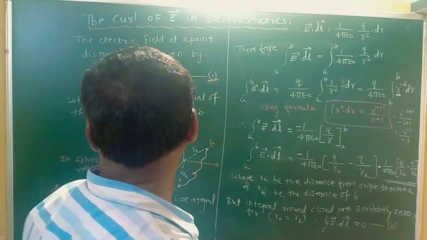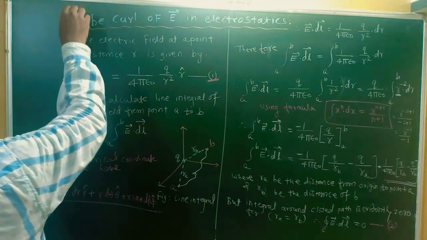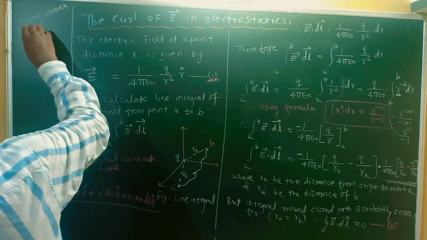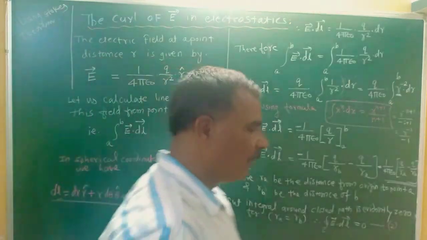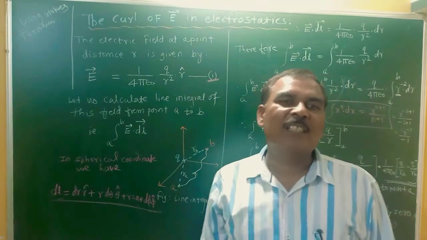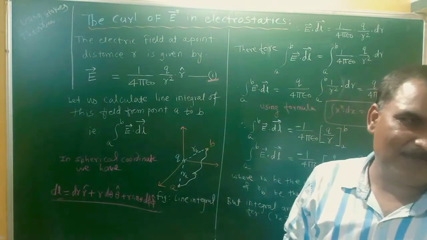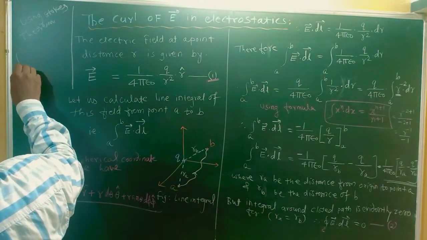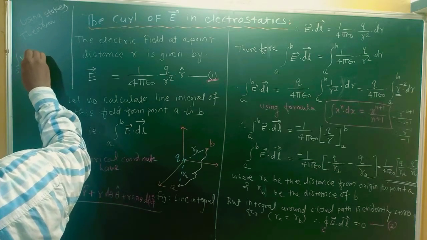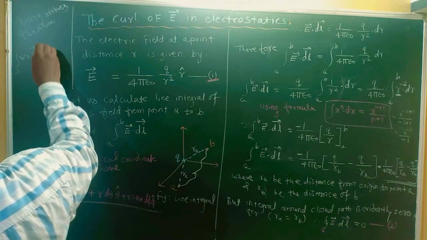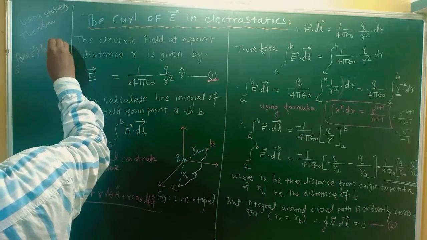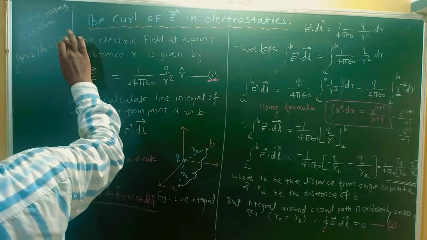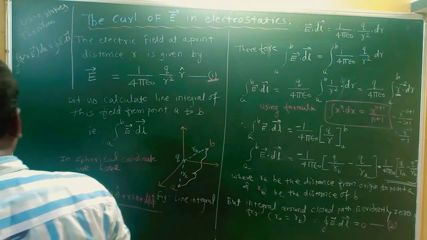What is Stokes theorem? First of all, we have to use Stokes theorem here. A line integral can be transformed into a surface integration. That means the surface integration of curl of E bar dA is equal to the line integration of E bar dot dl bar. But this is from equation 2.